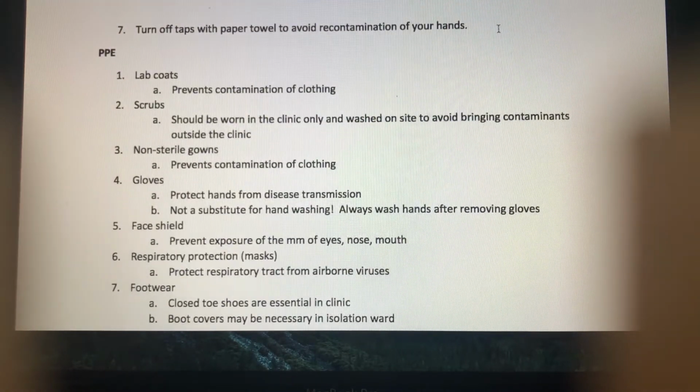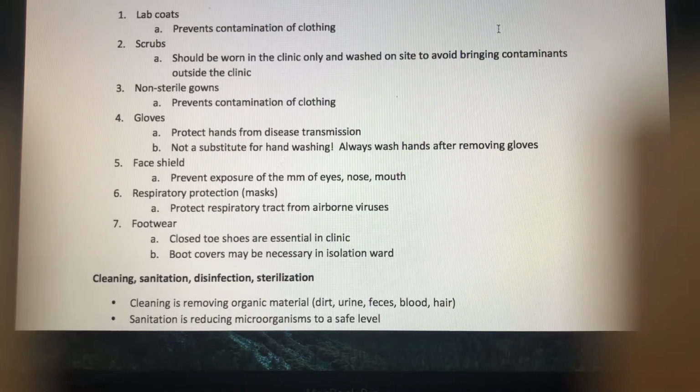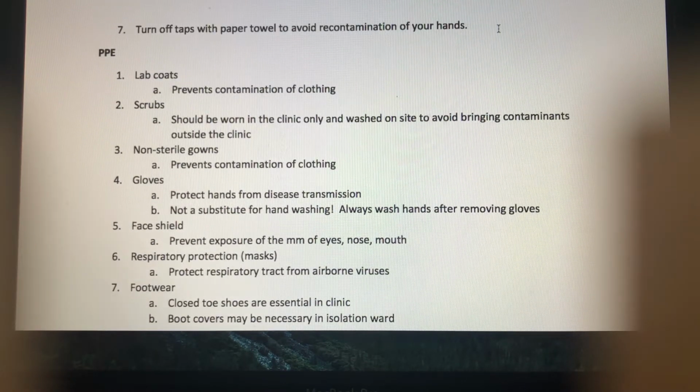Or better yet, have an automatic tap, or some hospitals have one that's like foot operated. So when you're scrubbing in for surgery, you step on the tap with your foot and you don't have to touch the hand taps at all, which is great.